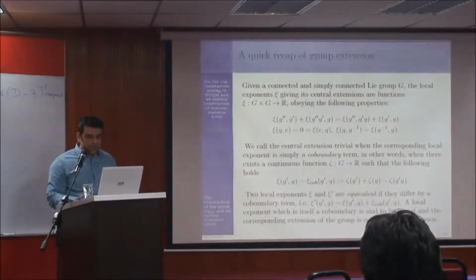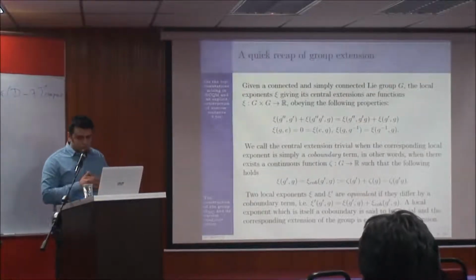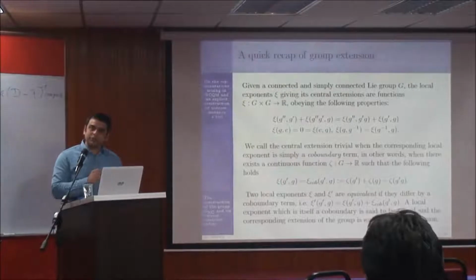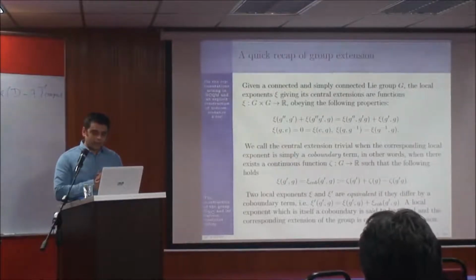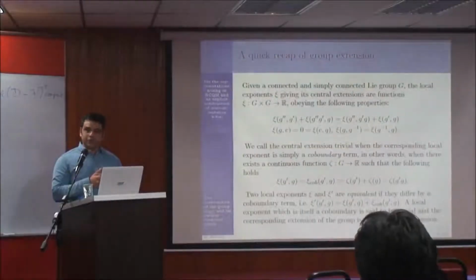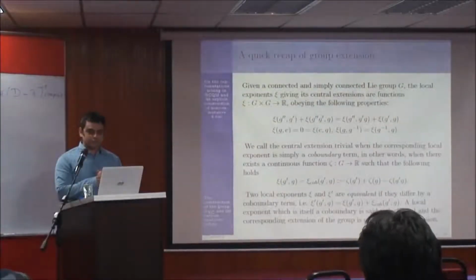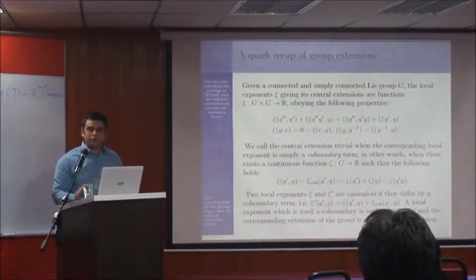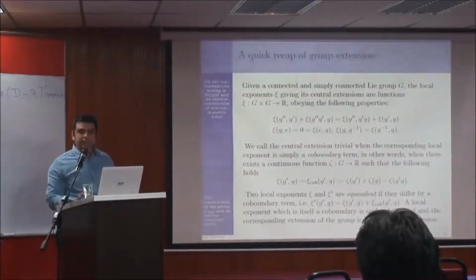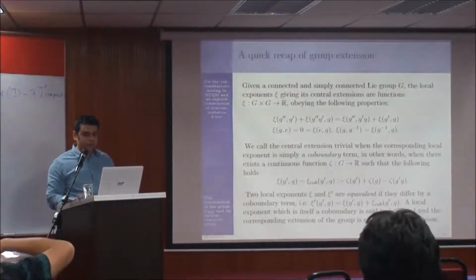Now we want to describe an equivalence relation between these two cocycles. We see that the two cocycles C and C prime will be thought to be equal if they differ by a coboundary term. So C prime(G', G) is equal to C(G', G) plus a coboundary term. Then you have whole equivalence classes of these cocycles.